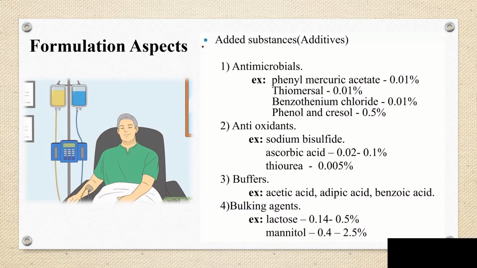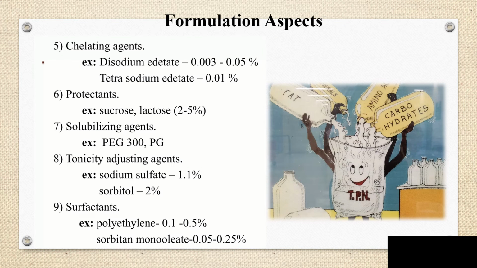Bulking agents like lactose and mannitol. Chelating or complexing agents, including disodium EDTA or tetrasodium EDTA. Protectants, for example, sucrose or lactose. Solubilizing agents to enhance solubility, for example, PEG 300. Tonicity adjusting agents, which include sodium sulfate or sorbitol. And surfactants, which include polyethylene or sorbitan monooleate.